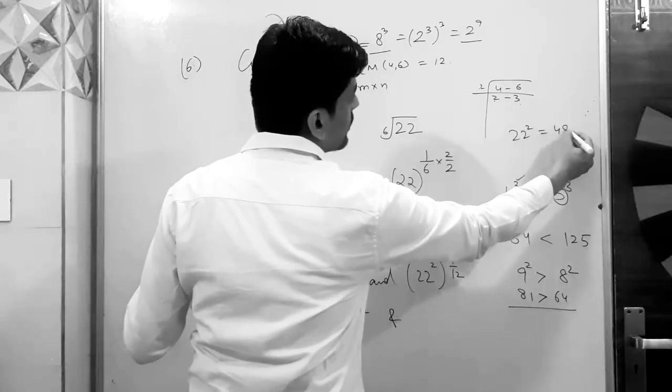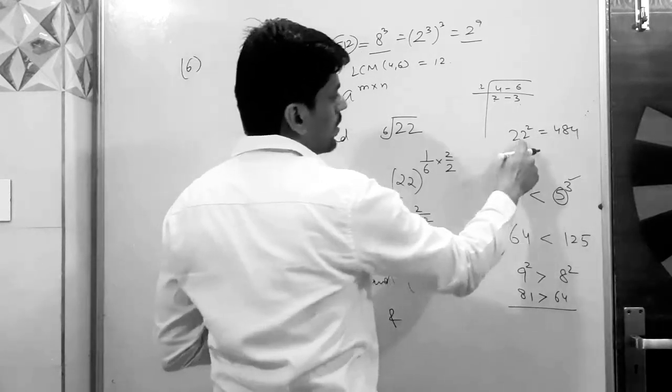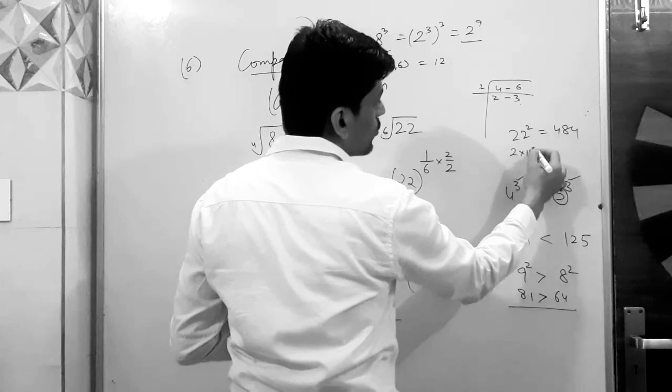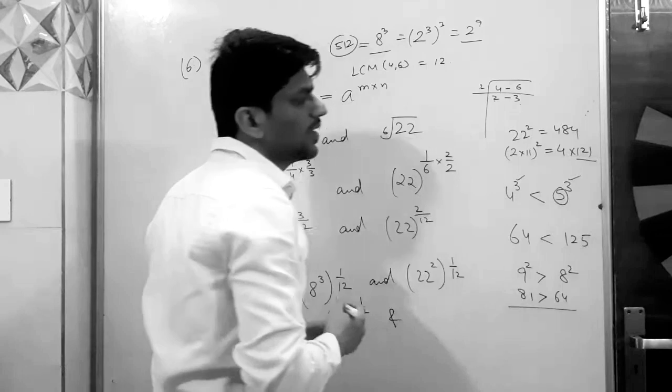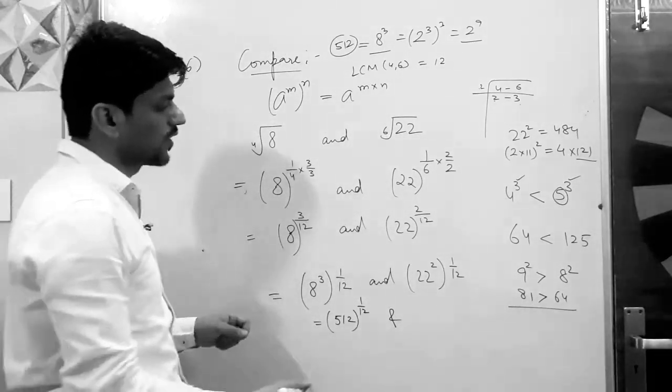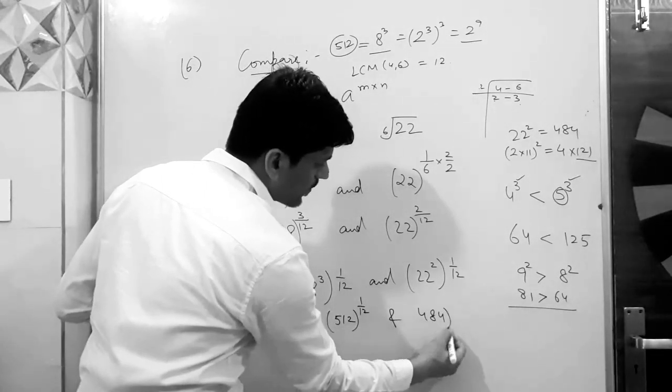Alright. So 512 raised power 1 by 12 and 22 square. 22 square is 484. How to learn this? See, you can write this as 2 into 11 squared. 2 square is 4 and 11 square is 121. So 121 multiplied by 4 is 484. So 484 raised power 1 by 12.